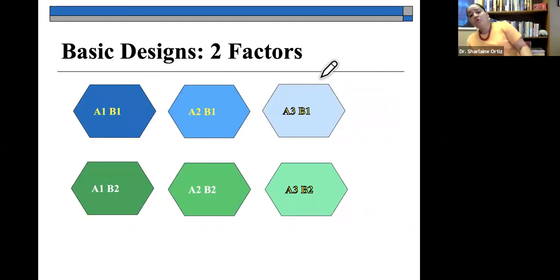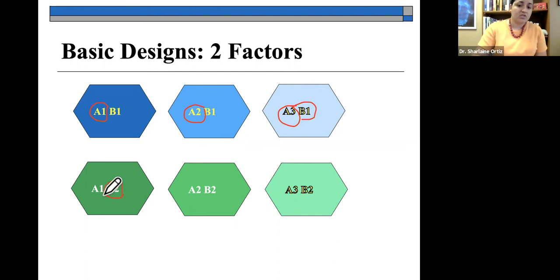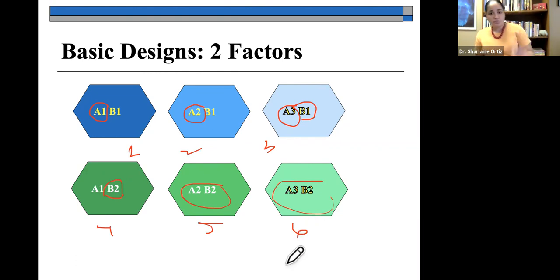Now here, we're looking at multiple factors. So for example, we have A, and A has 1, 2, and 3. And B has 1 and 2. So notice that in turn, that leaves us with 6 different levels, right? 1, 2, 3, 4, 5, and 6. So this leaves us with this design that has, I should say, 6 groups in it.